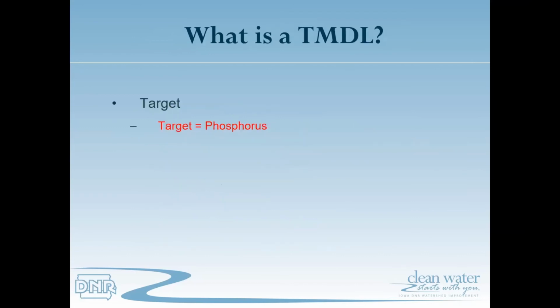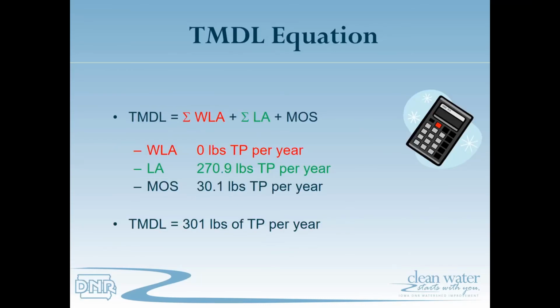So we have our target of phosphorus. Now we're going to talk about an equation. And what we have here is the TMDL equation, or it's the main payoff of the document. So when we look at the TMDL, it consists of 3 different things: the summation of the waste load allocation, and the load allocation, and what we call a margin of safety.